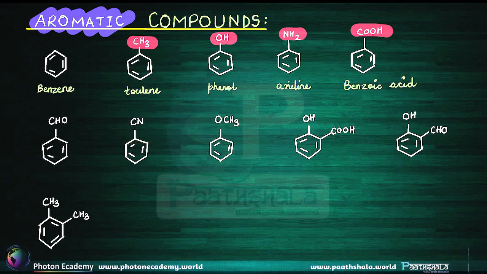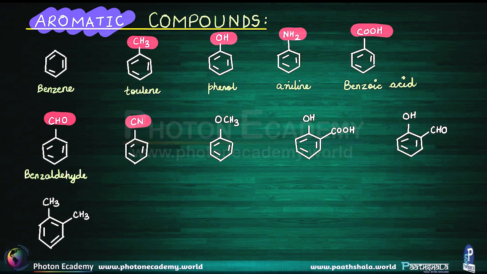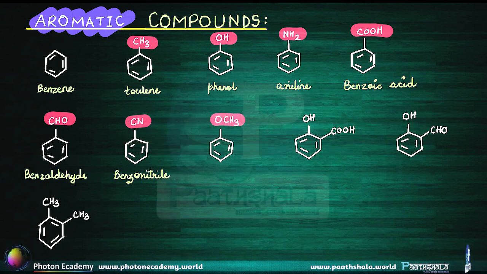Next, if we have CHO, that is the aldehyde group over here, we call this benzaldehyde. If we have CN over here, then we call this benzonitrile. Then again, if we have an OCH3 group over here, we call this anisole.